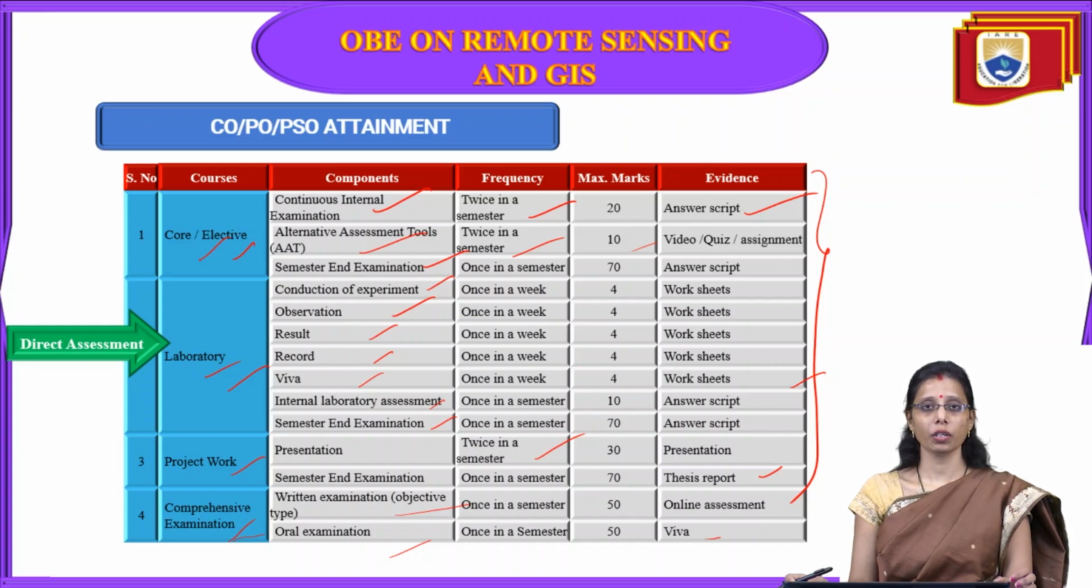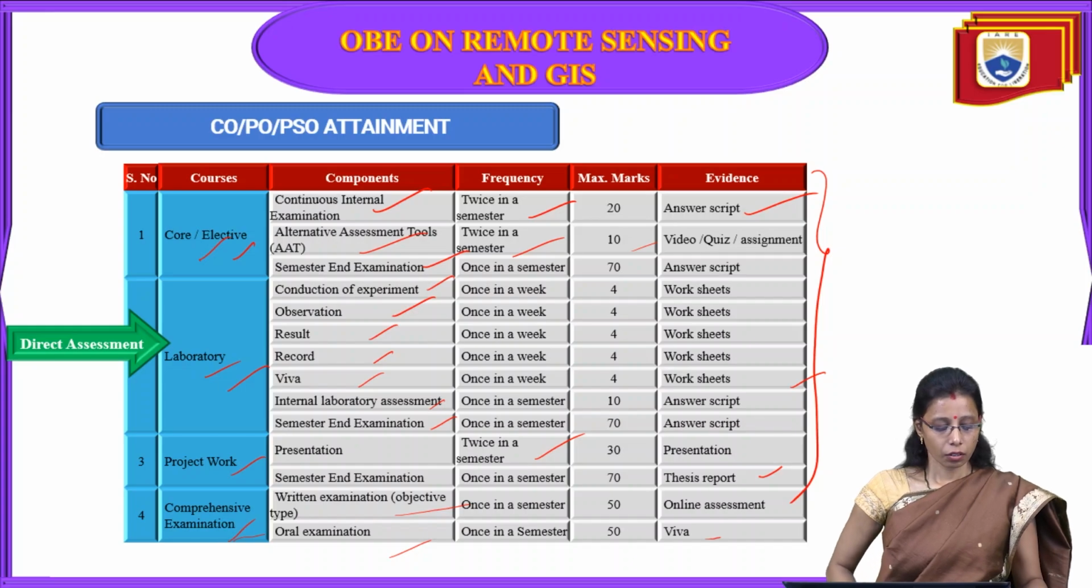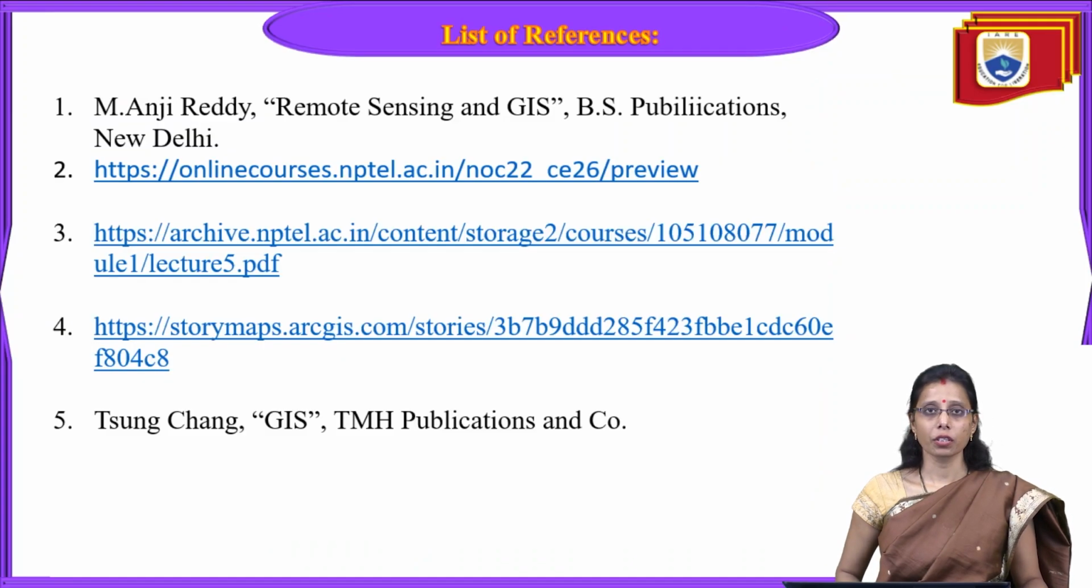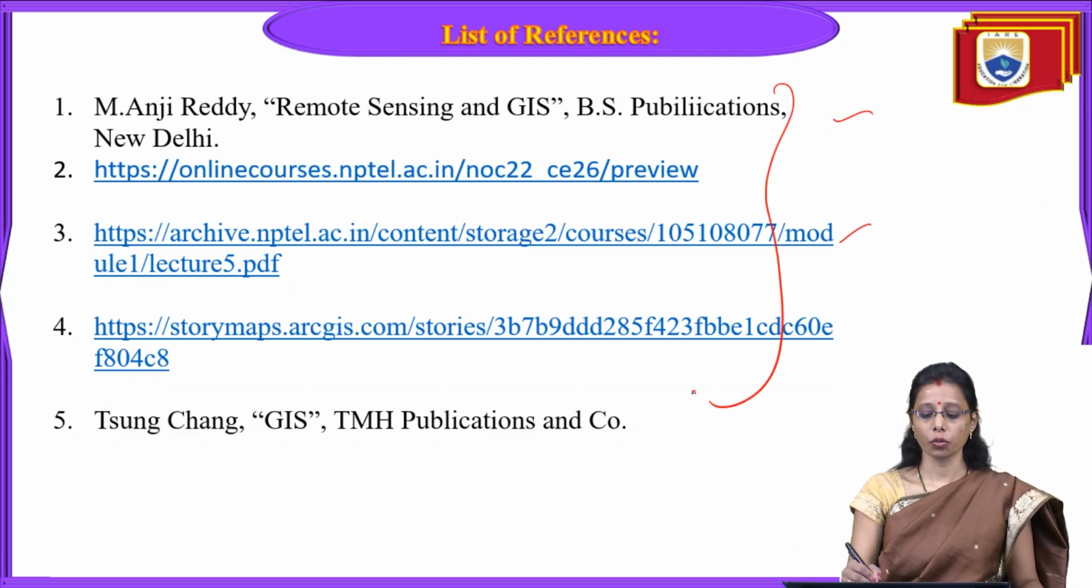Generally, the outcome-based education system is student-centric. Basically, it is totally dependent on the student contribution, student interest, and it is totally concentrated on the student output, the final output, how he is going to give out of it. So this is about the outcome-based education system on remote sensing in GIS. These are the few references you can go through.